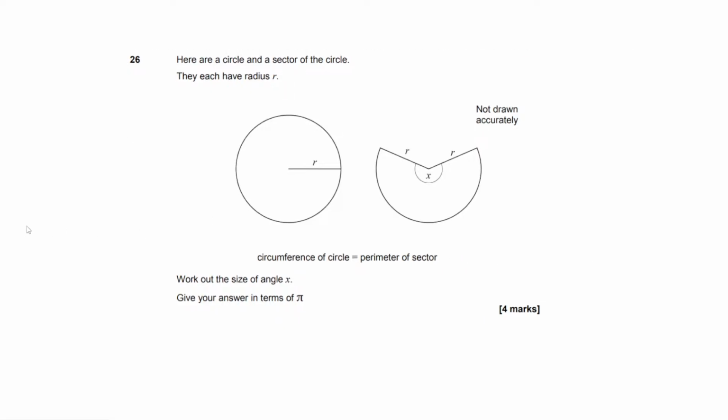This is AQA. You can see the difference in the text and the formatting, by the way. November 2019, paper 1. Okay, so here are a circle and a sector of a circle. They each have radius r. The circumference of the circle is the same as the perimeter. So they've given us an equation of the sector.